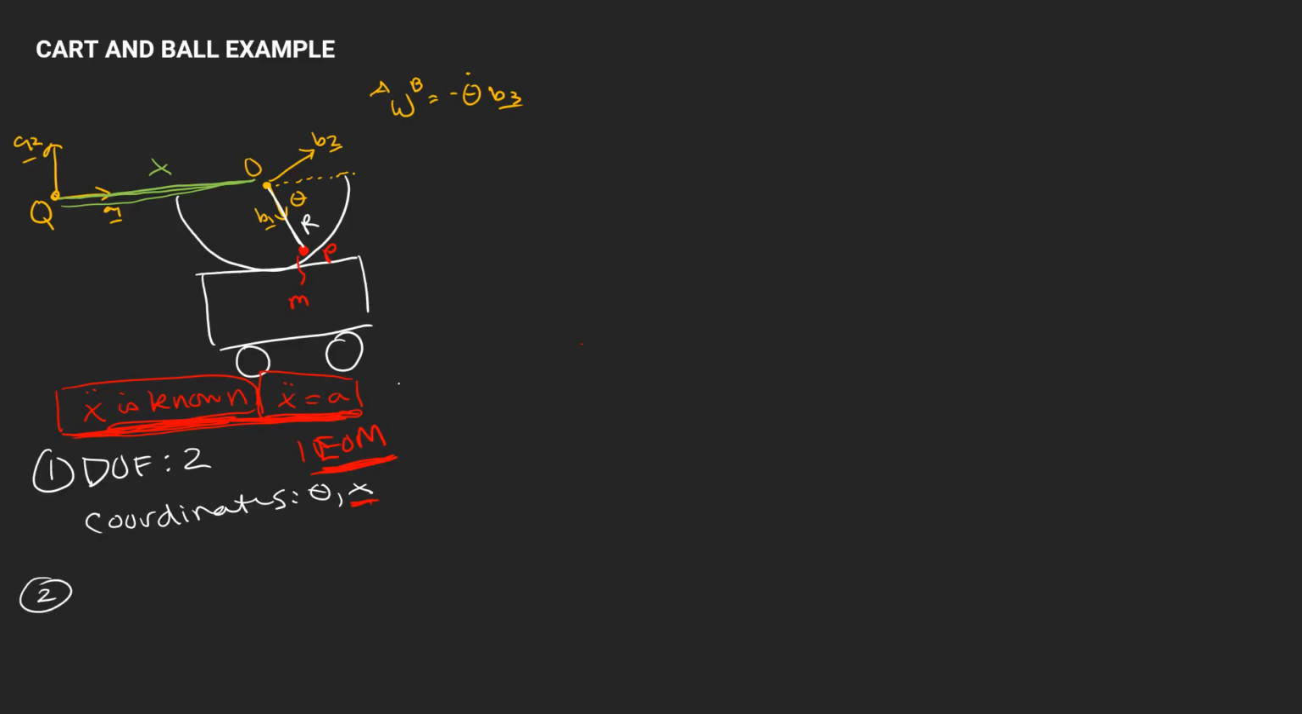Okay, so the only actual mass that we have in this problem is the particle P, right? We're just pretending that the cart is massless. So that means on our free body diagram, we only need to care about the forces acting on our particle P. So we have our gravitational force, plus we have our normal force, right? So in the B1 direction from being in contact with the bowl.